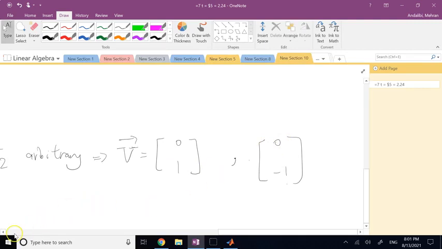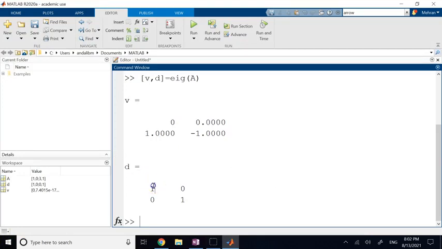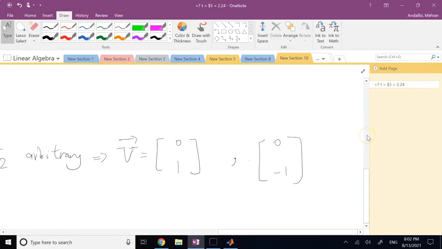So let me show you. So here is the A matrix, and then I say [V, D] equals eig(A), right? And you see the eigenvalues are 1 and 1, and the eigenvectors, one of them is [0, 1], the other one is [0, -1]. So exactly what I got.